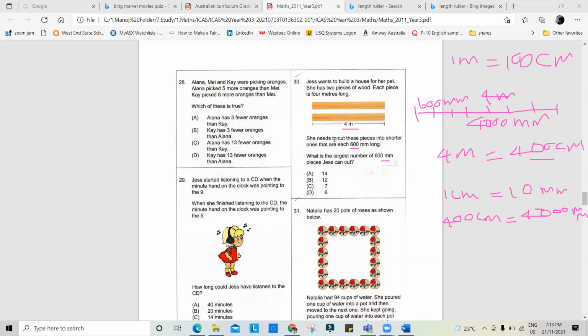She needs to cut these pieces into shorter ones that are each 600 millimeters long. What is the largest number of 600 millimeter pieces she can cut? Now she is going to cut 4,000 millimeters into 600. How do you find out how many pieces? Do you multiply or divide? No, because we call it grouping. You make pieces of 600, 600, 600. We call it grouping. That means the same as dividing, right?